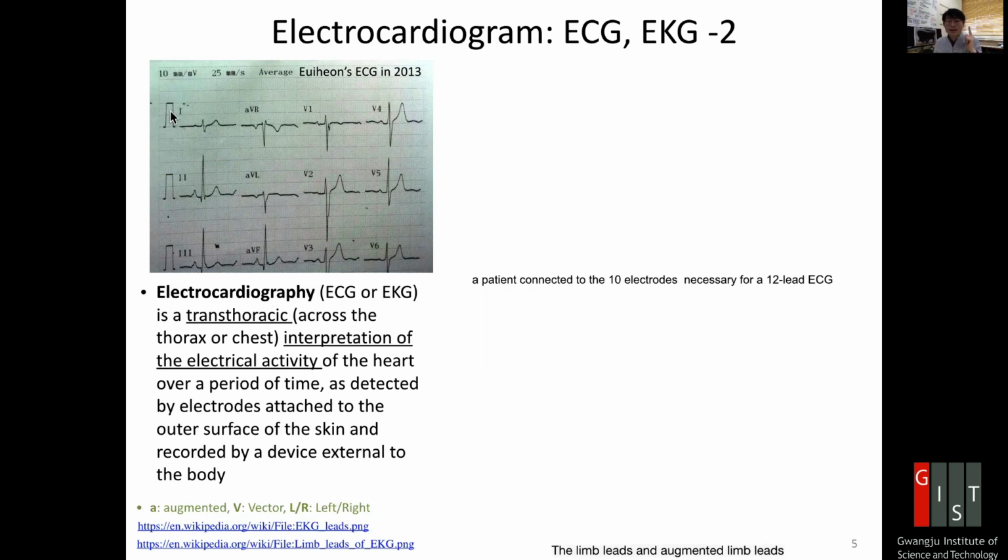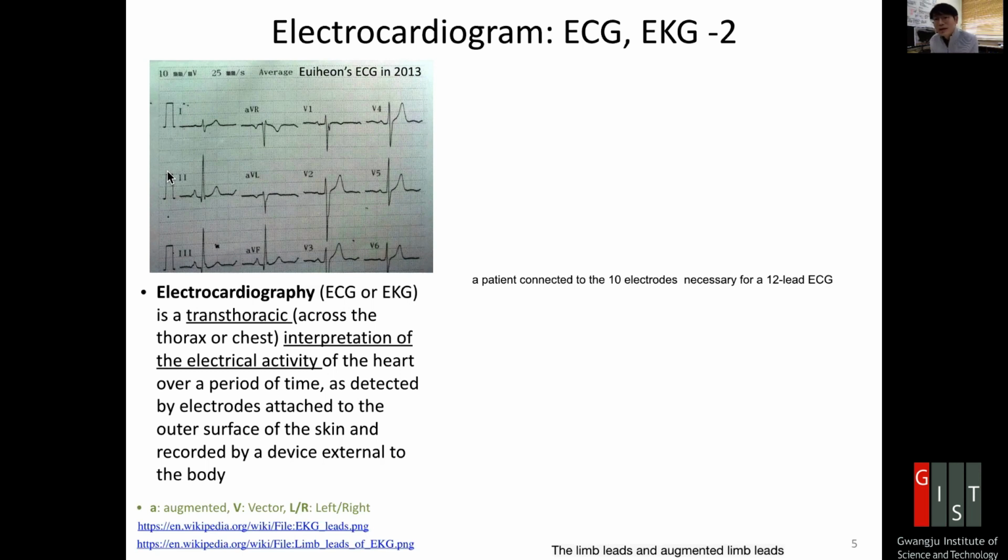For example, in the vertical amplitude aspect, 10 millimeters of grid line means 1 millivolt, okay? And the x-axis is while the heart is beating, it records. The speed of recording is 25 millimeters per 1 second, so that you know exactly the speed in the temporal domain and the amplitude, the strength of the electrical activity. One thing you notice is here: I, II, III, and V1, 2, 3, 4, 5, 6. And there's aVR, aVL, and aVF. So a total of 12 lead ECG can be displayed here.